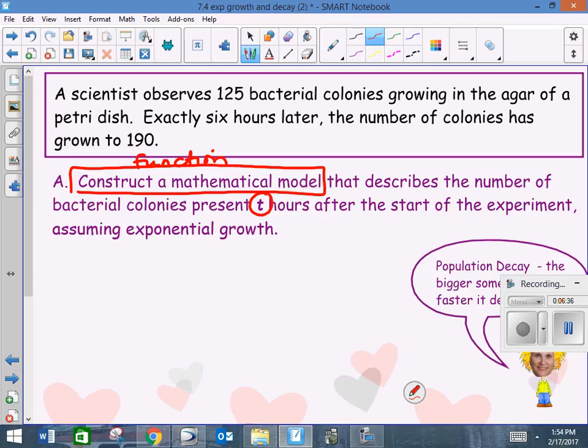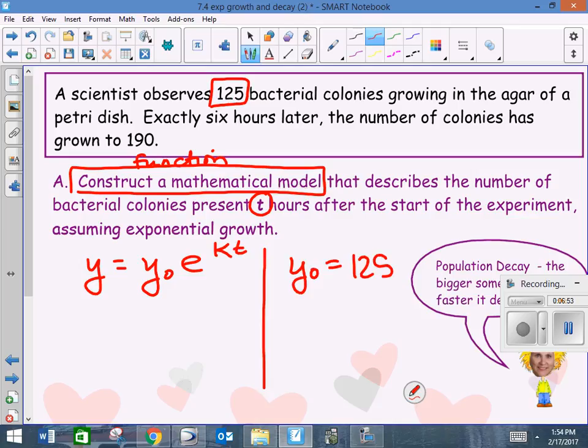Usually the first step in an exponential growth problem is to find your k. So what do we know about 125? That would be your initial value. That's what we started out with. What about 6? Of course, that's time. And what is 190? It's y of 6.